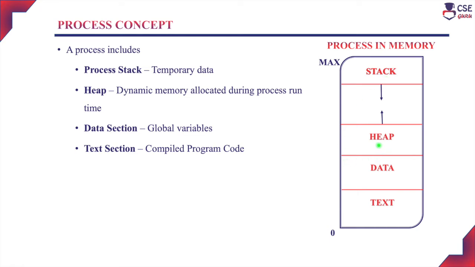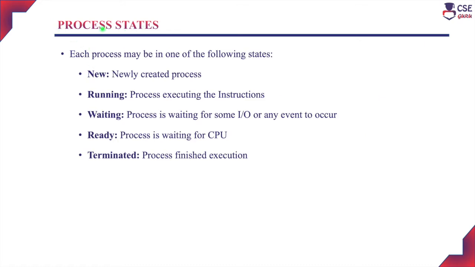During execution, a process may require allocating memory dynamically. The dynamic memory allocation is provided by the heap data structure. The data section includes the global variables, the variables used throughout the program, as well as the functions. And the text section is nothing but the actual program code, that is the compiled program code, nothing but the executable files.